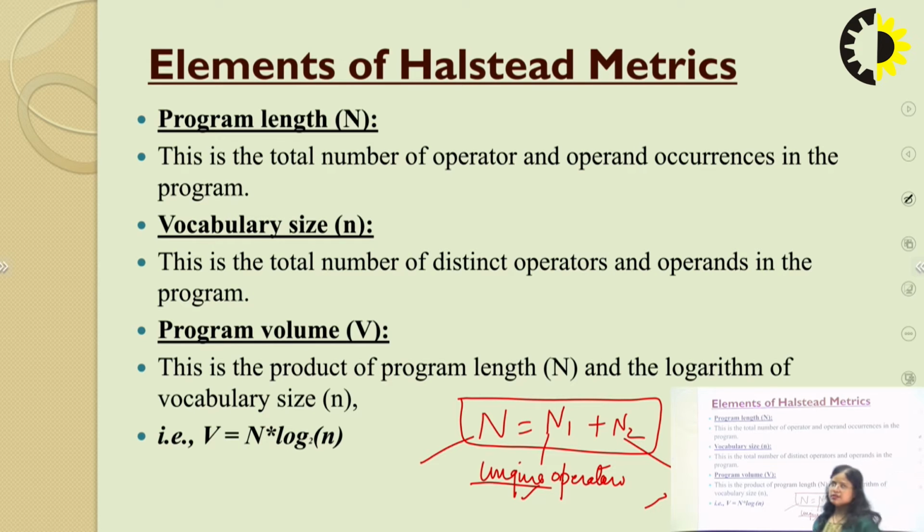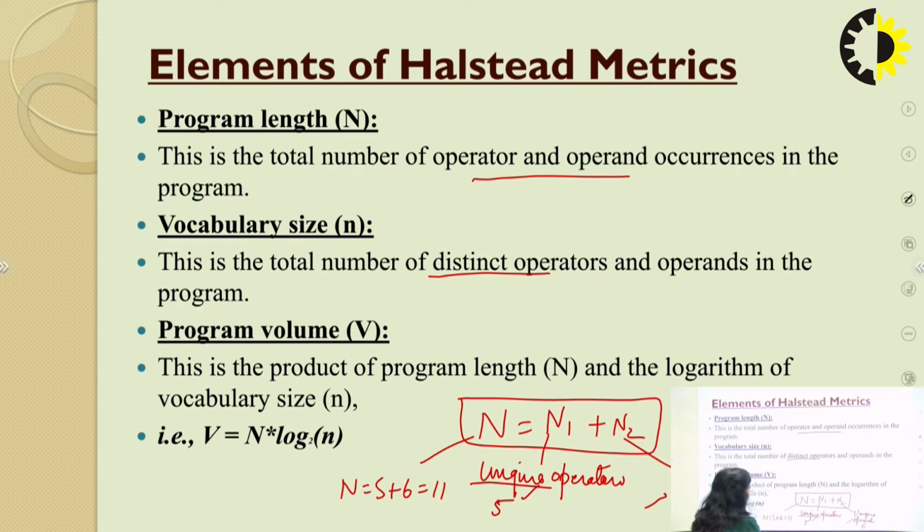So, the next thing is vocabulary size. Distinct means in this n1 plus n2, this is the total number, and in vocabulary we count it as 1. This is the vocabulary size. Suppose unique operators occur in 5 positions and unique operands occur in 6 positions. So, program length N is equal to 5 plus 6, which is equal to 11.